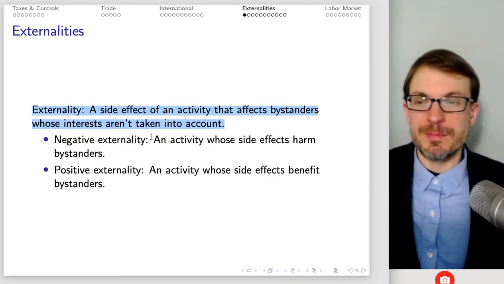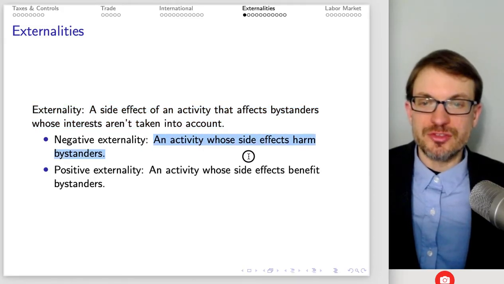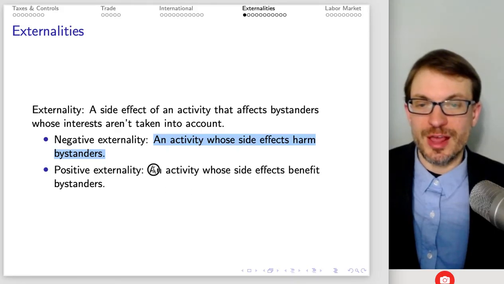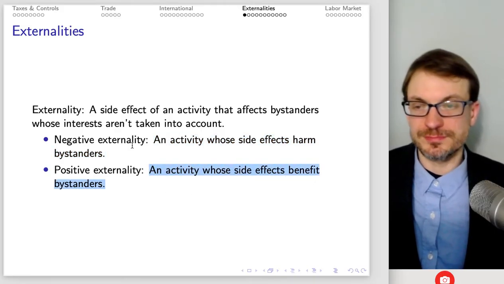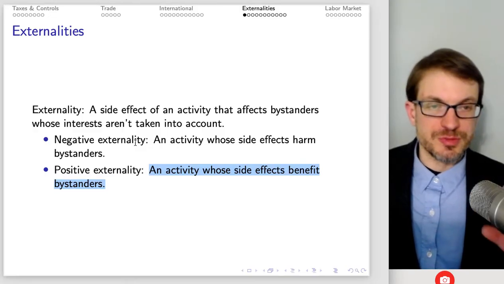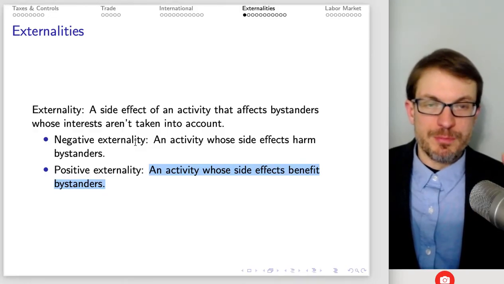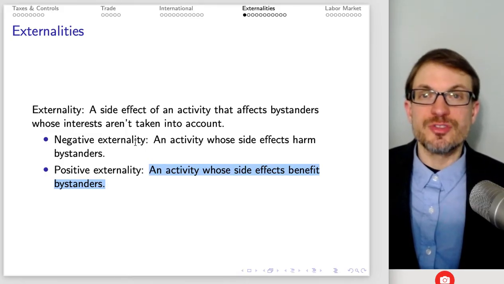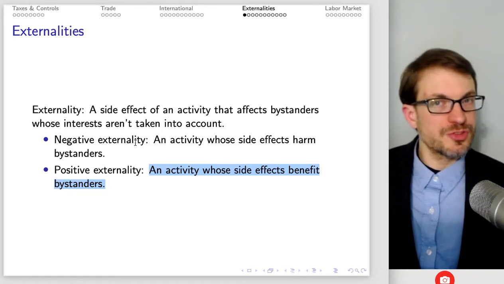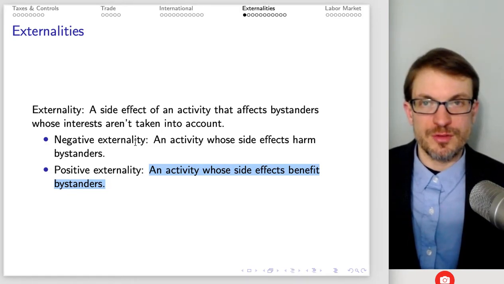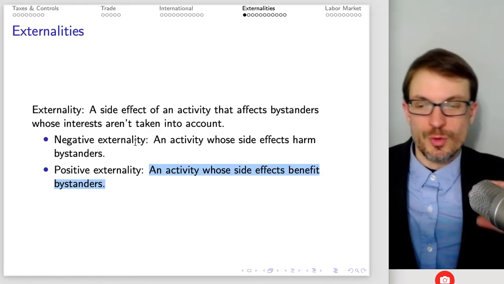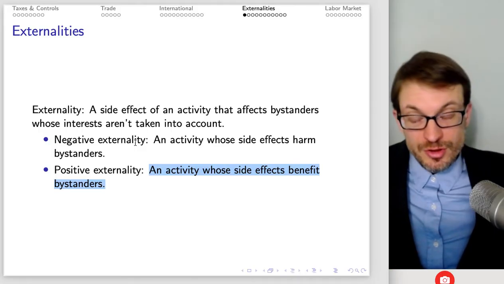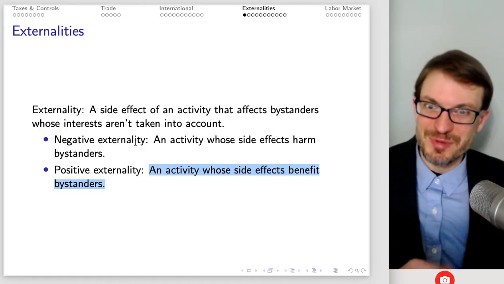That external effect could be positive or negative. Negative externalities are external effects that harm bystanders. Positive externalities are external effects that benefit bystanders. Smoking is a good example. Think of the primary activity as smoking. If there are bystanders, now there's secondhand smoke. There's no secondhand smoke if there are no bystanders. If a person is alone in the middle of a field, 20 miles from the nearest town, smoking, there's smoke, but there's no secondhand smoke.